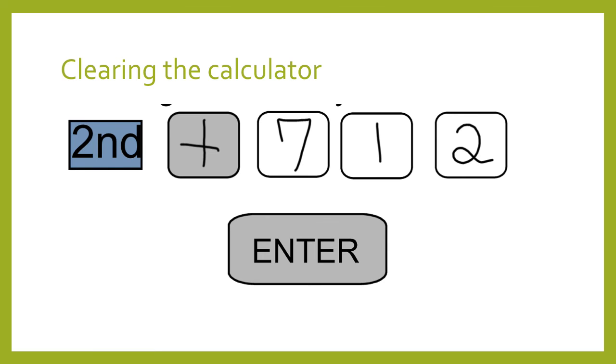If the person before you has cleared the calculator, when you turn it on, you will get the same message, and that's why we just mash clear. Any questions on how to use the graphing calculator?